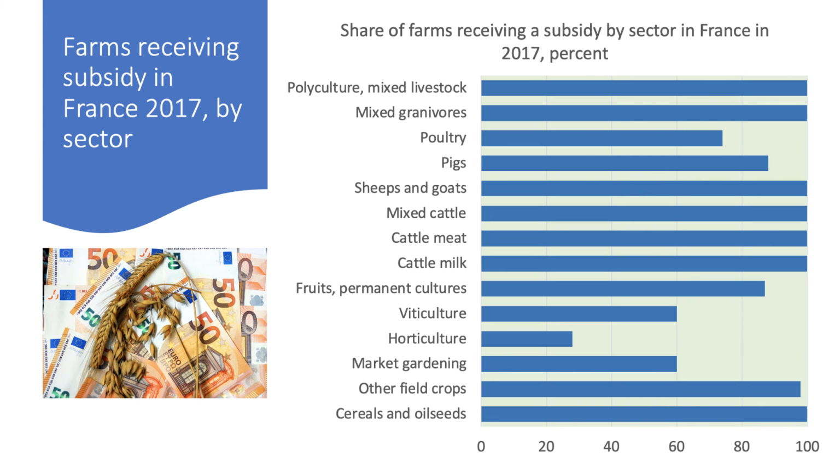And in France, this is quite an interesting chart. France, of course, part of the Common European Agricultural Policy. French farms heavily reliant on subsidy. This chart simply shows the percentage of farms in France receiving a subsidy in 2017. And obviously, if it's 100%, that's all farms. And you can see in many industries, from mixed cattle to cattle milk to cereals and oilseeds, 100% of farms received some form of subsidy in 2017.